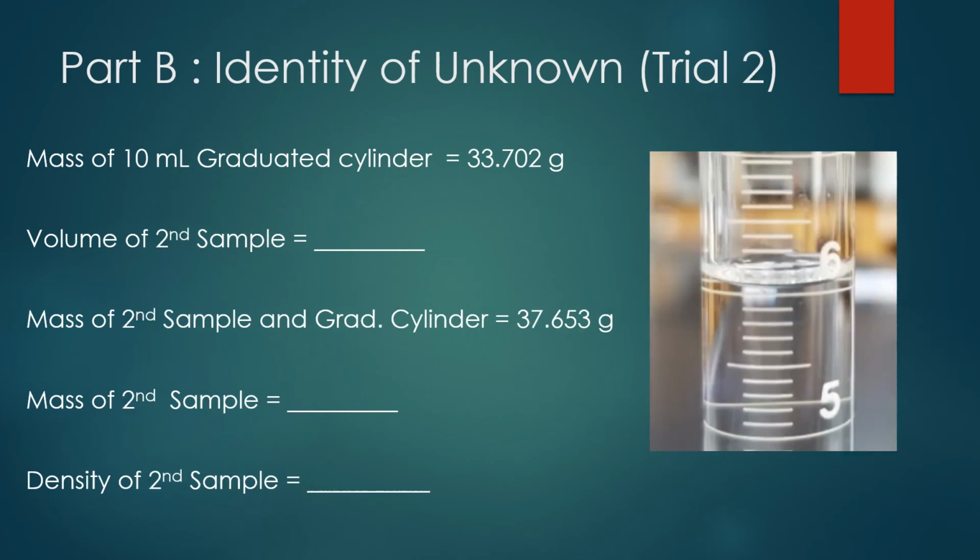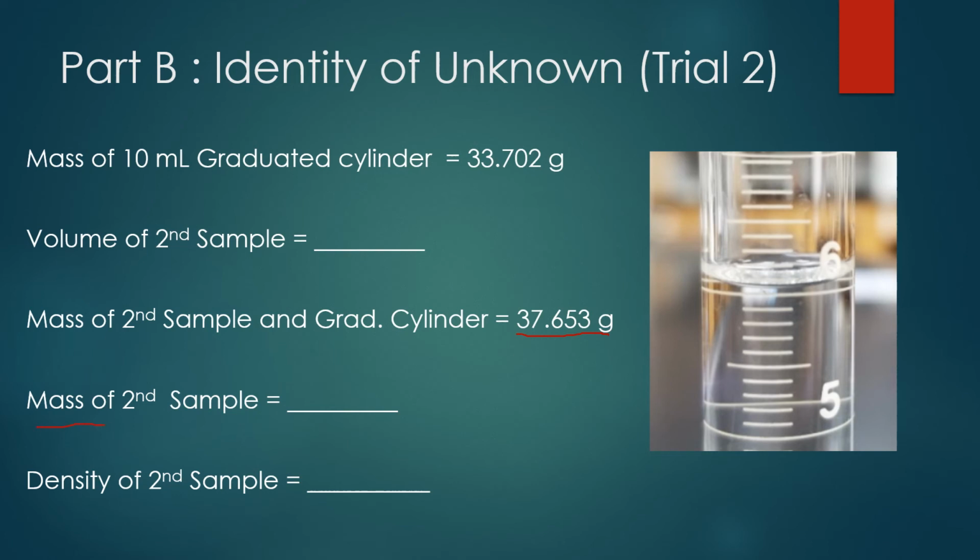Since mistakes are easily made, we're going to do a second trial just to check our work. For the volume of the second sample, I'm just going to add more of the unknown up to the 6 mil mark. This time I overshot, went a little bit above the 6 mil mark. The mass of the second sample, taking that 6 mils in the graduated cylinder, was 37.653 grams.